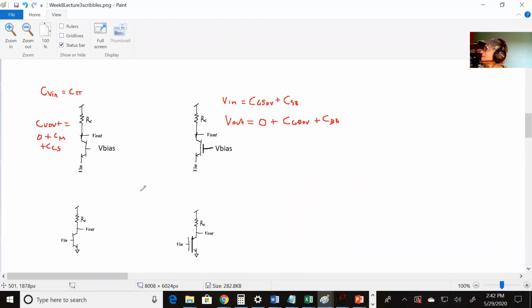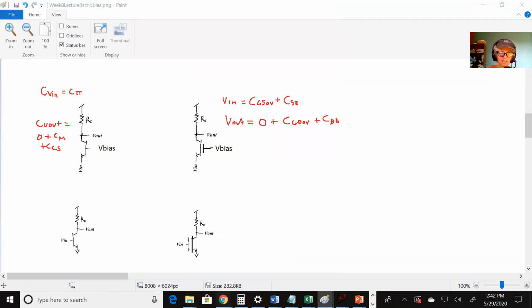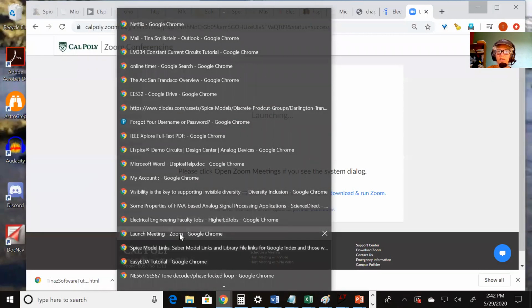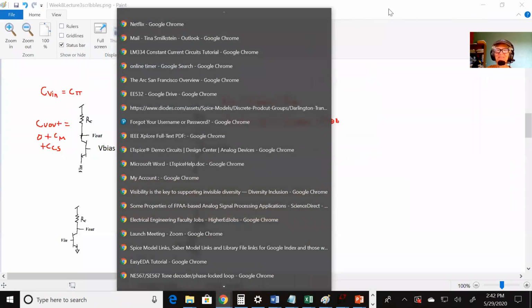For the common base and the common gate? Why is it again that you can just ignore the other capacitances? They make little difference. If you look at the equations for capacitance, let's see if I can find it. Nope, not that one. Spice models, nope. Launch meeting, nope. Okay, never mind. It'll take me longer to search for it.